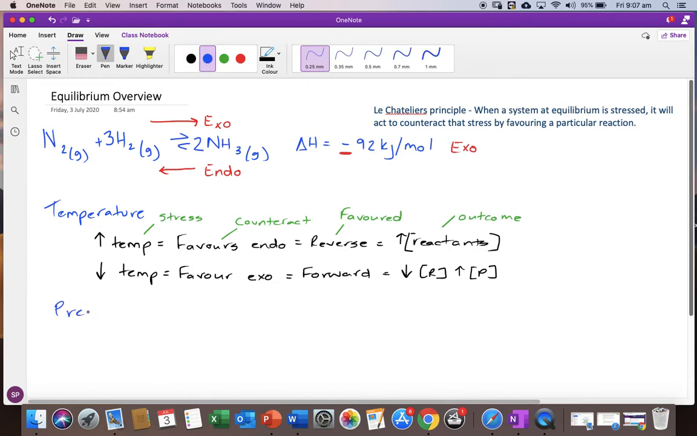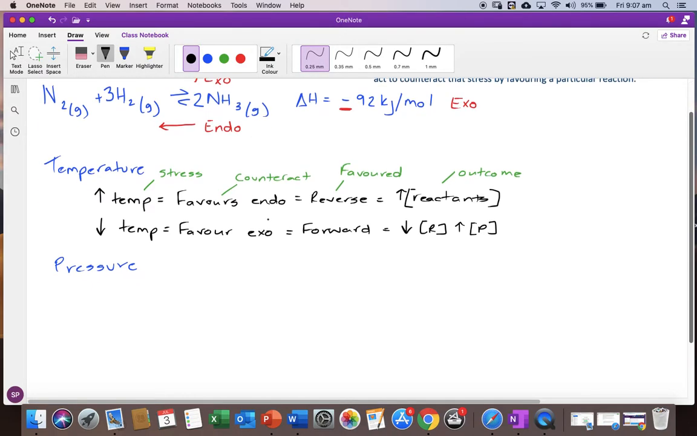The second stress that's talked about quite a lot is pressure. When we talk about pressure in a system, we need to consider the molar ratio of our system. In this system, I've got 1 mole of N2 and 3 moles of hydrogen, so I have 4 moles of gases on the reactant side. I have 2 moles of ammonia, so I have 2 moles of gases on the product side.